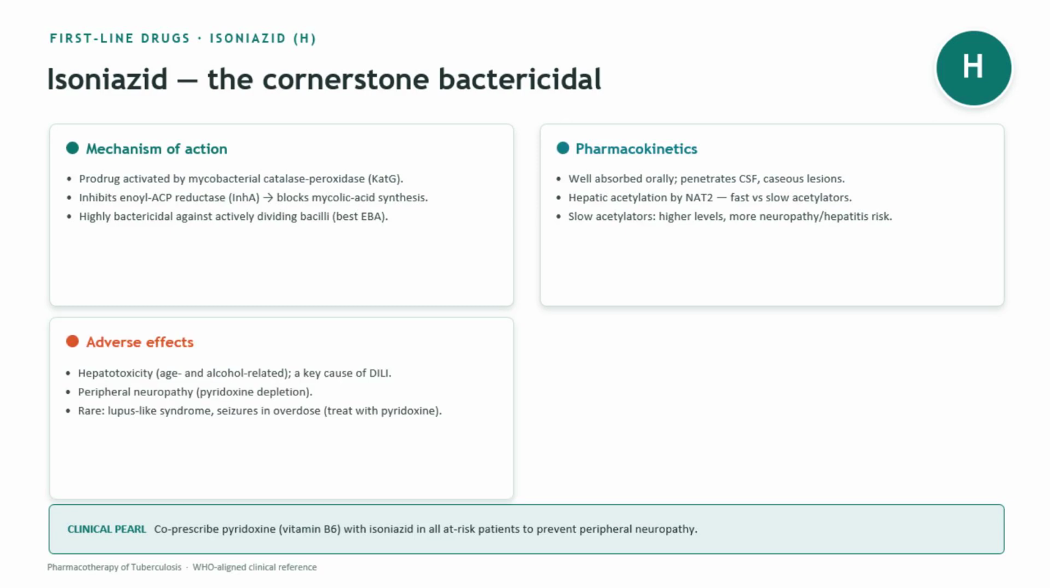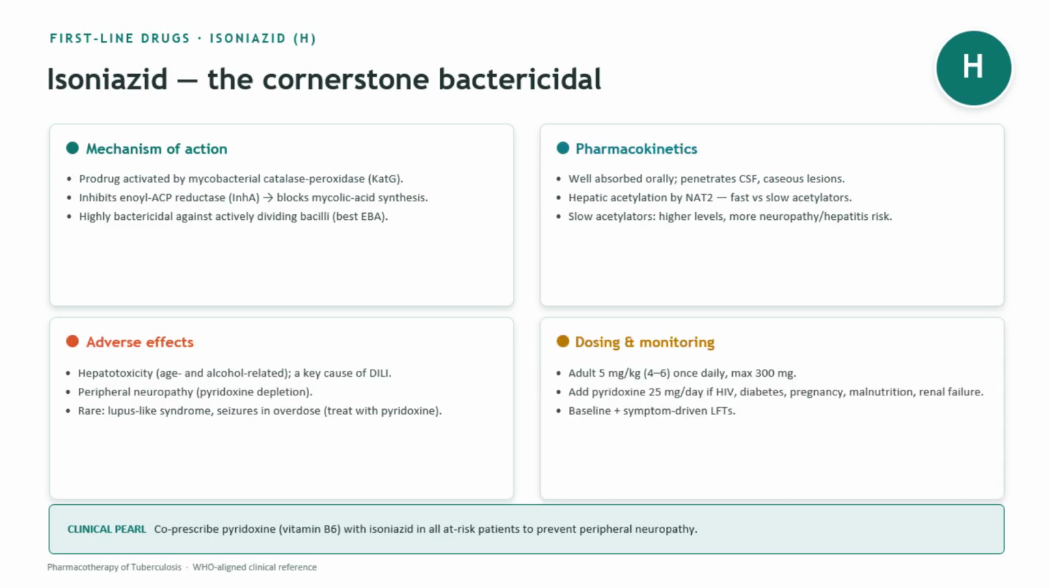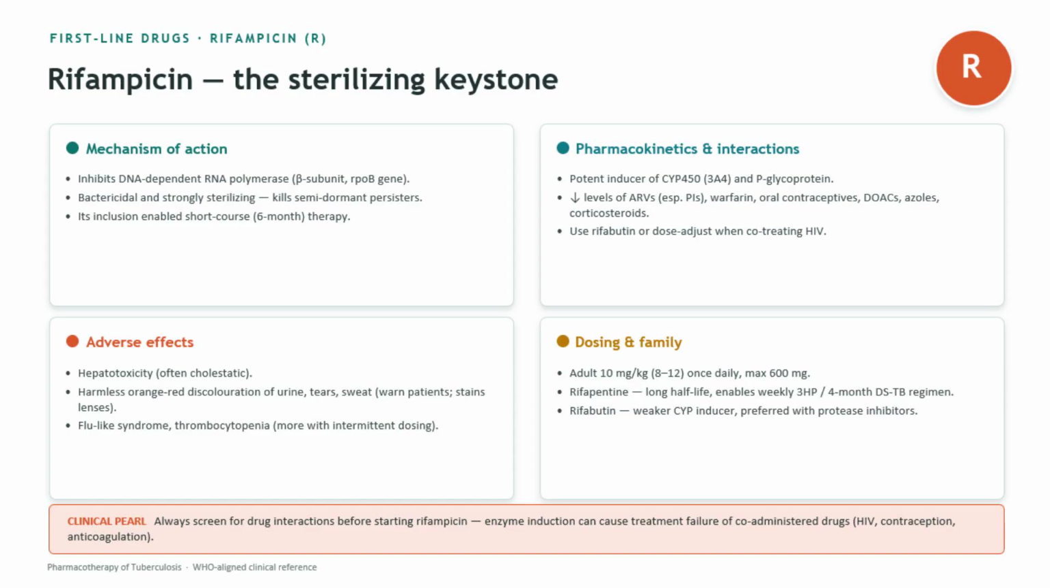Let's zoom in on isoniazid, the cornerstone bactericidal. It's a prodrug switched on by the mycobacterial enzyme KatG, and then it blocks InhA to shut down mycolic acid synthesis. That gives it the best early bactericidal activity of the lot. Two things to really lock in. One, it's metabolized by acetylation via NAT2, so you get fast and slow acetylators. Slow acetylators run higher levels and more neuropathy and hepatitis risk. Two, that's why we co-prescribe pyridoxine, vitamin B6, in at-risk patients to prevent the peripheral neuropathy. Cheap fix, big difference.